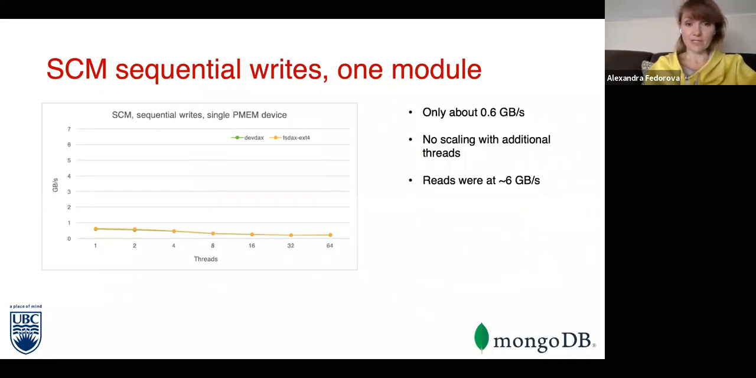So now let's look at sequential write throughput, again with a single module. Now, the key takeaway here is that the throughput reaches only about 0.6 gigabytes per second, and there is no scaling with additional threads. Now, to remind you, read throughput gave us about 6 gigabytes per second. So write throughput is the Achilles heel of this technology.